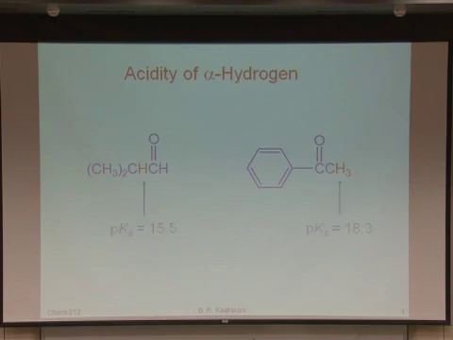So for instance, if you are looking at this aldehyde, the pKa value of this alpha hydrogen is 15.5, while in acetophenone, the pKa value of these hydrogens is 18.3. Do we have any alpha hydrogens here? No. So we only have alpha hydrogens at the methyl, the same right here. This hydrogen is not acidic.